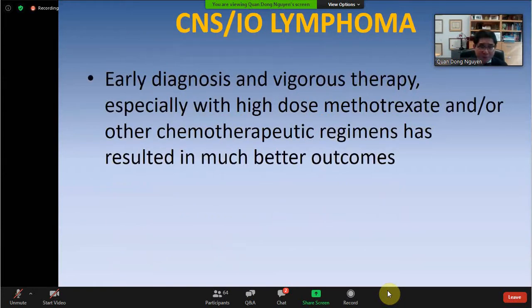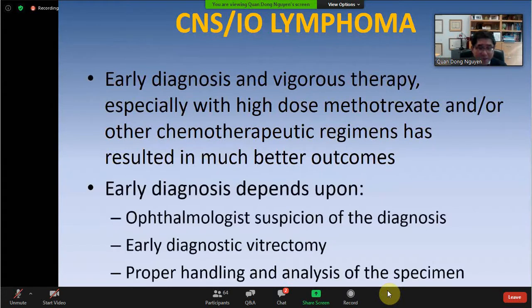So in summary, over the last 15 minutes or so, I have used the situation with lymphoma as a way to remind all of us to look for and be aware of masquerade syndrome. Certainly early diagnosis and rigorous therapy, especially with high dose methotrexate and other chemotherapy regimens, have definitely received a much better outcome. The early diagnosis will depend on us, the ophthalmologists, being suspicious of the diagnosis. The early diagnostic vitrectomy, again, please do not wait.